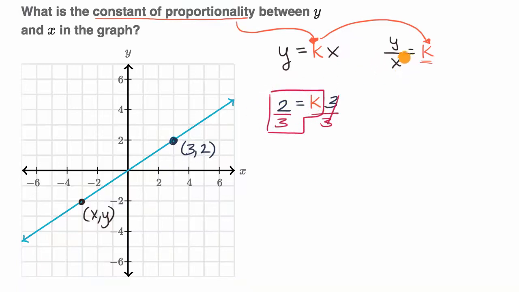Another way to do it, right over here, well, here we've kind of already solved for a constant of proportionality. When x is 3, y is equal to 2. In either case, our constant of proportionality is 2/3. Let's do another example.